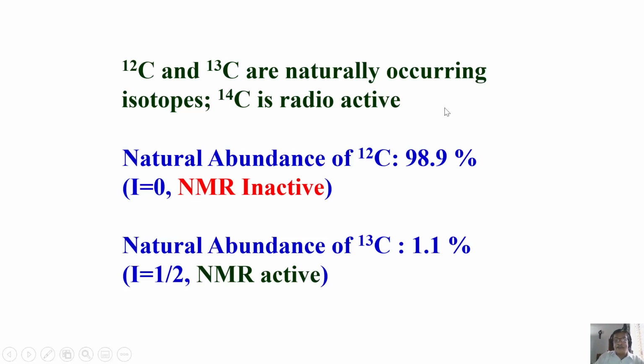As a consequence, we don't see carbon 12 at all because it is NMR inactive, and we concentrate only on carbon 13. Interestingly, it is also very good for us because it's a spin-half nucleus. I told you, remember, spin-half nuclei are relatively easy to study compared to nuclei with spin greater than half. Okay.